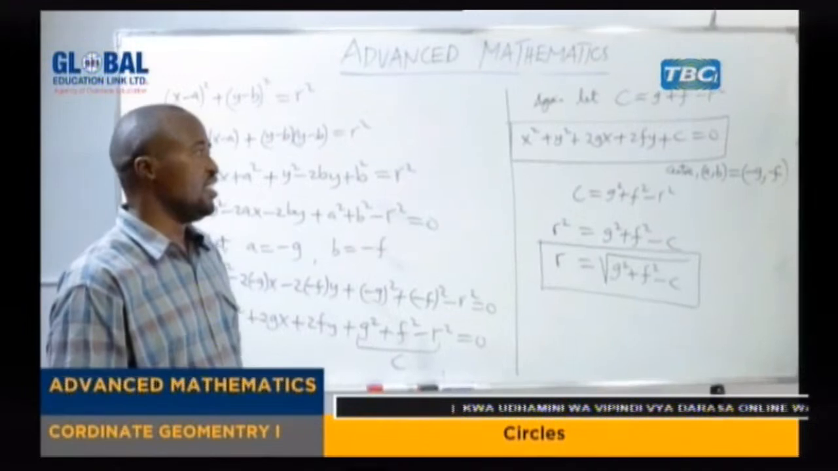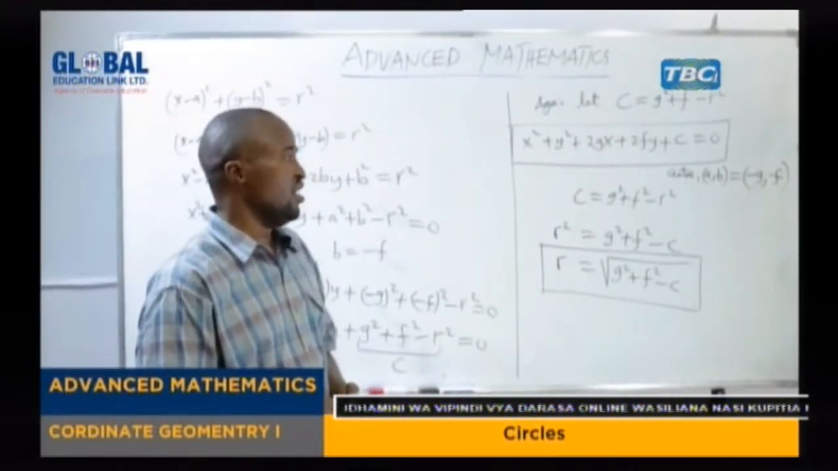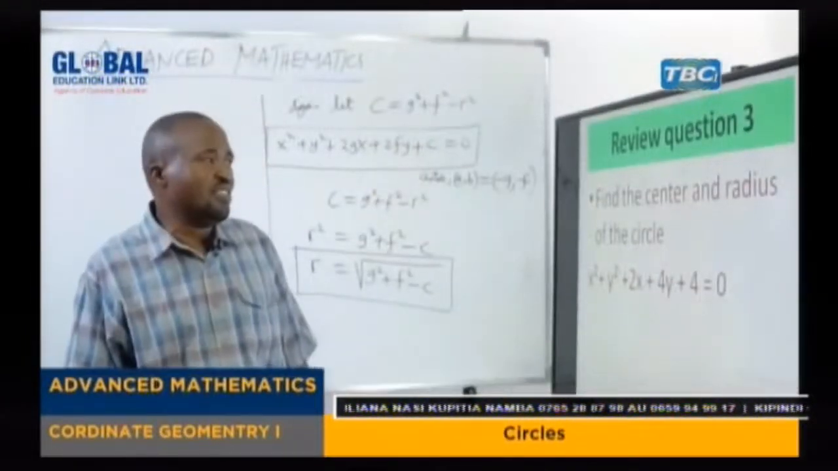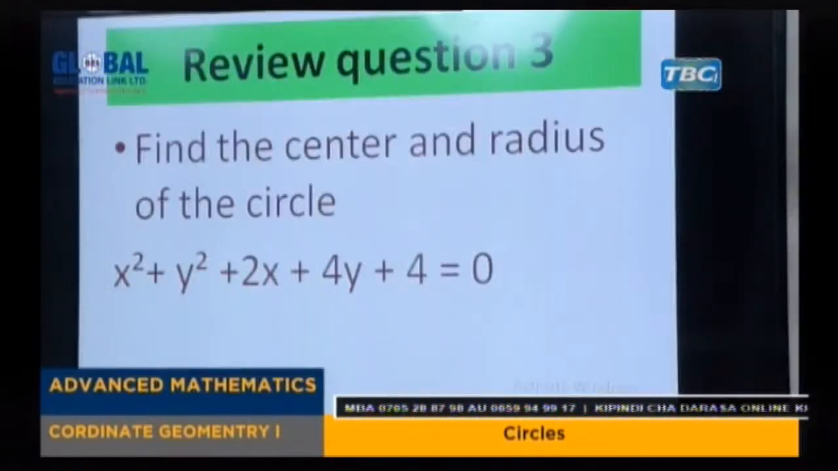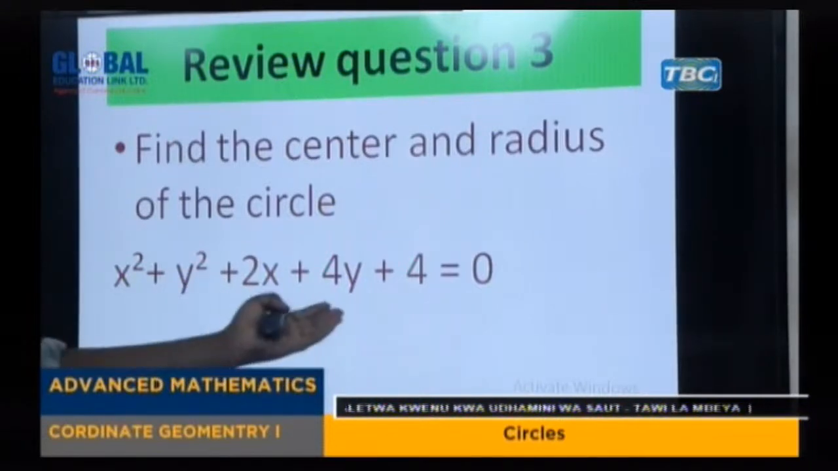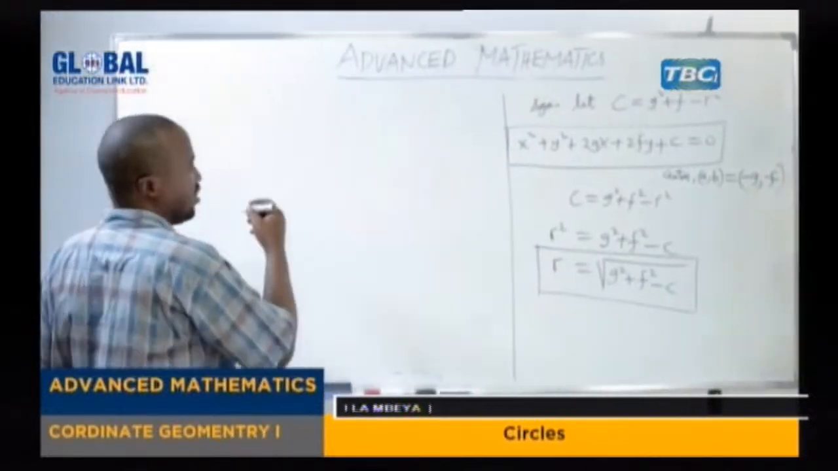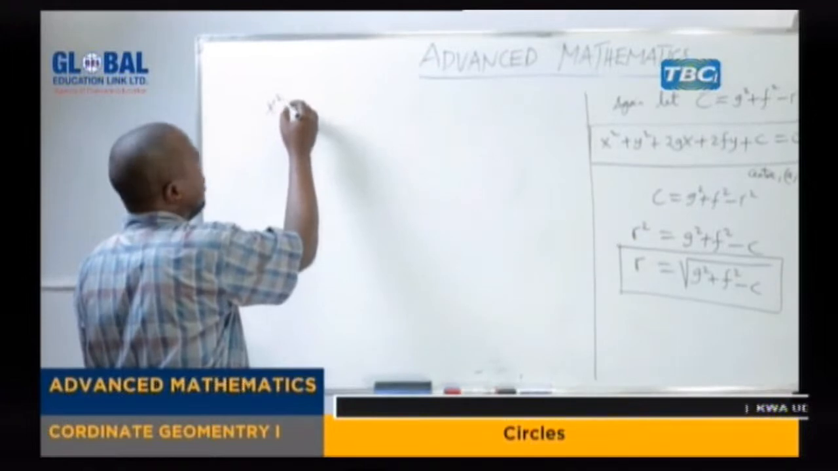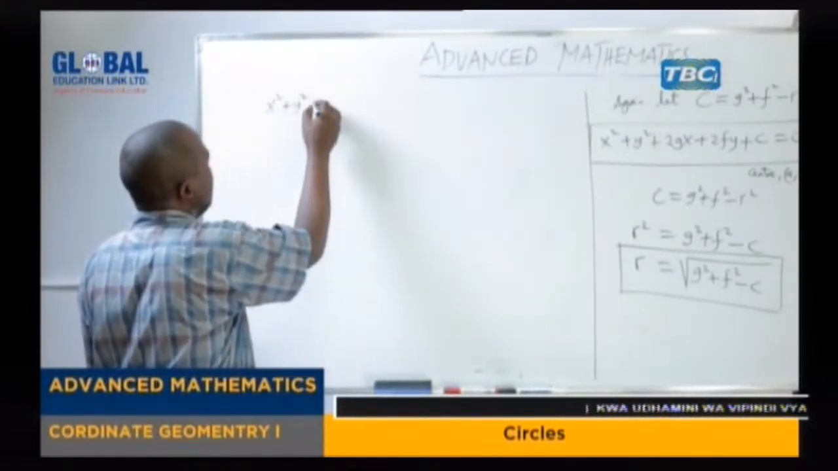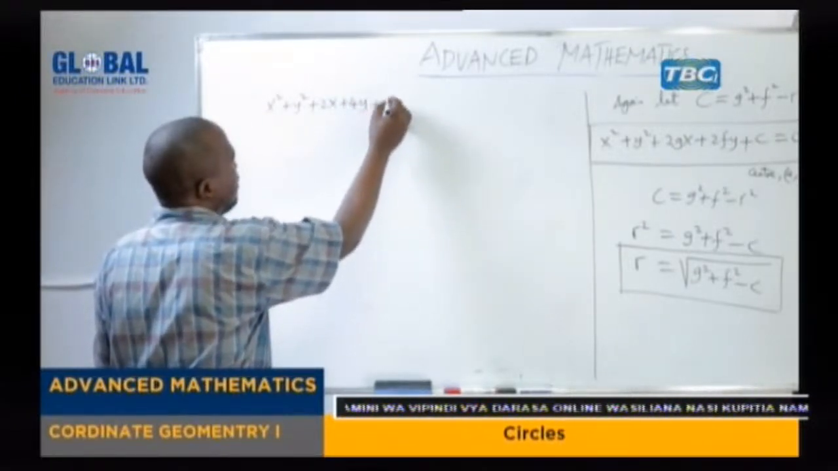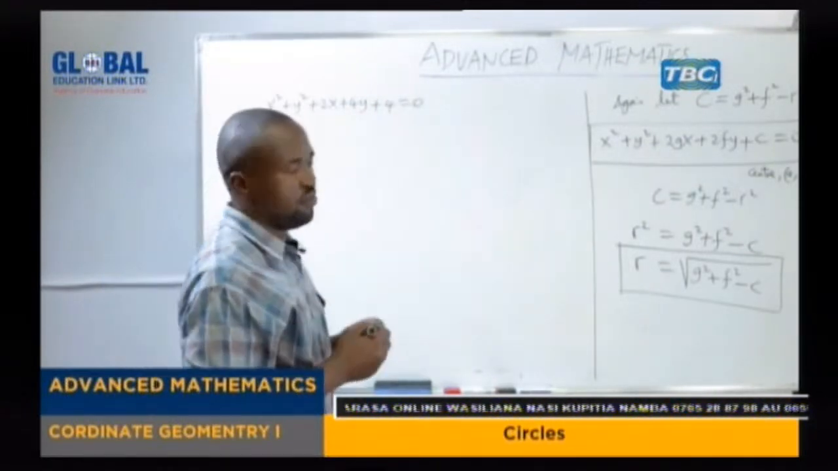So dear student, let us see the review question that is using such kind of the equation of the circle. Here we have the review question. Find the center and the radius of the circle x squared plus y squared plus 2x plus 4y plus 4 is equal to 0. So we have been given the equation of the circle.